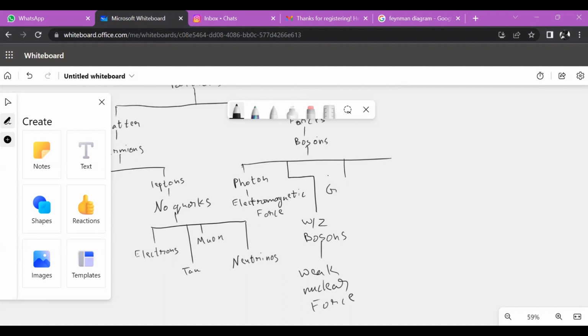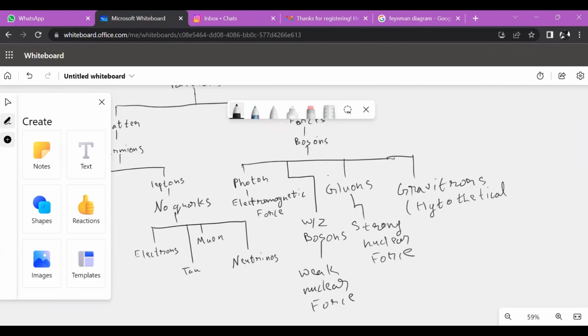Then gluons, we know that gluons are the ones that keep quarks together. Quarks are joined together just because of the strong nuclear force, and gluons carry the strong nuclear force. And then gravitons. It's still hypothetical, and basically it emits gravity.